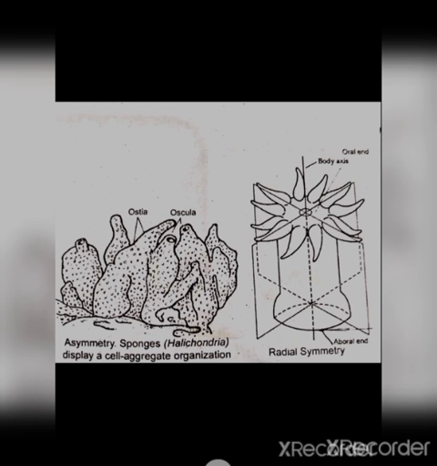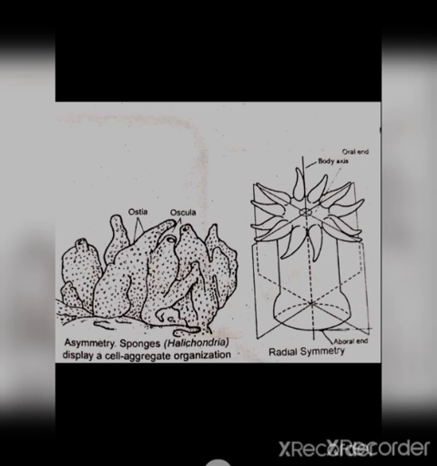This diagram is of a sponge that shows asymmetry. Here no symmetry is present in the case of the sponges, just a heap of cells, as shown in the diagram. And the second one is of the sea anemone, which is showing radial symmetry. A central point is present, and around the central point body structures are present, and any plane passing through the central oral and aboral axis divides the animal into mirror images in the case of radially symmetrical animals.